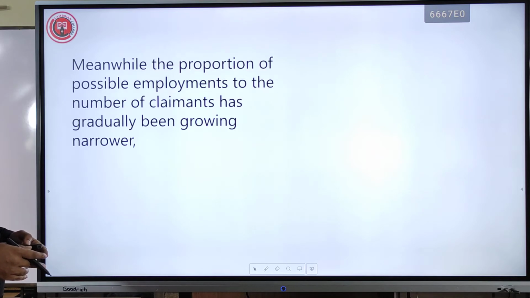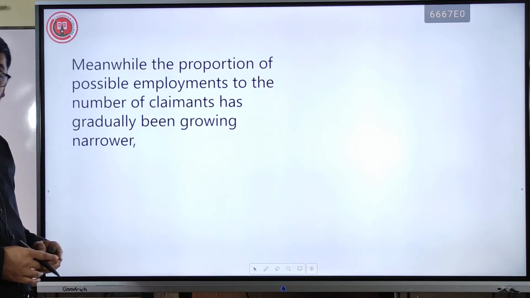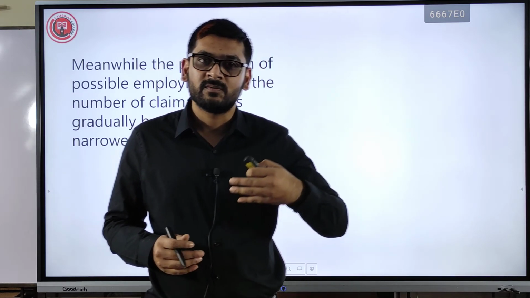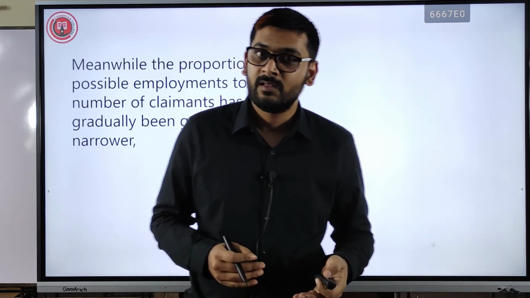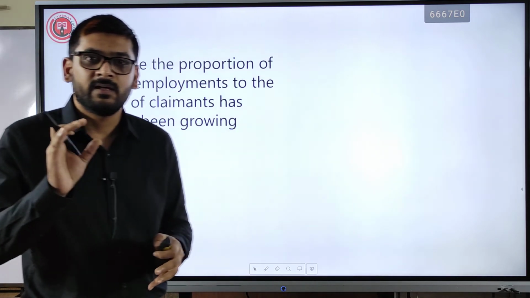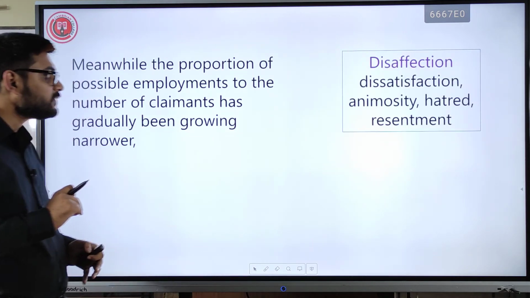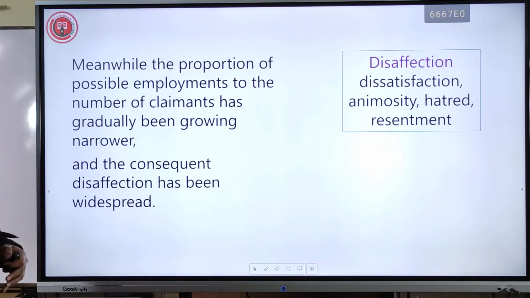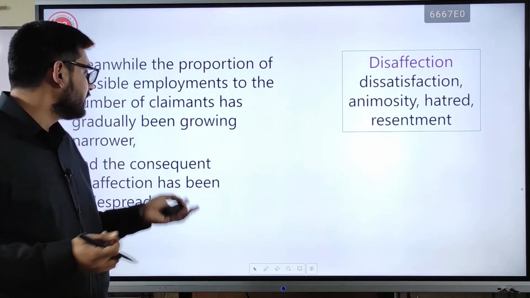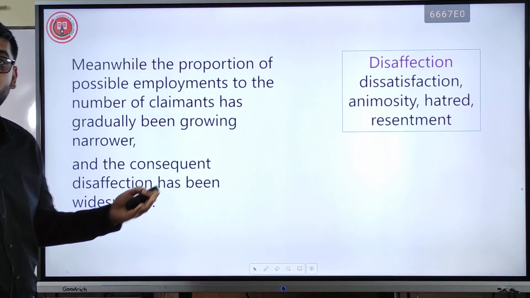Meanwhile, ইতোমধ্যে the proportion of possible employment to the number of claimants, also meaning applicants here, has gradually been growing narrower. So every year many people are graduating, and they think themselves to be qualified to get jobs, but the possible employments, the number of posts in different organizations, are very limited. So a person's chance of getting a job is getting narrower, and the consequent disaffection has been widespread. And when a person doesn't get a job but has a certificate, he naturally gets dissatisfied. Disaffection means dissatisfaction, animosity, hatred, ঘৃণা, and the resentment, animosity is widespread, ব্যাপকভাবে বিস্তৃত.